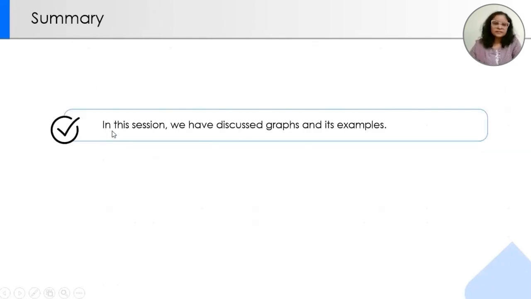So the summary states that in this session, we have discussed graphs and its examples. I hope the examples of data center and oil field was clear to you. And I hope you noticed that how graph theory helps us to solve some problems which have a fair network structure, problems which can be divided into vertices and edges. So we studied about graph and its examples in today's session.